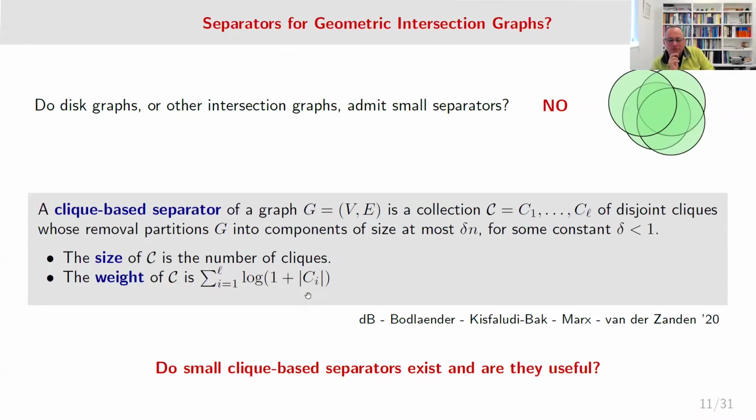Can you give us intuition for the choice of weight? You will see it in a minute. Actually, the result that I will give you also applies for larger weight, up to essentially the square root of the size of the cliques. So you take the sum of the square roots. But in the applications that I know of, you work with a log, and we will see why.